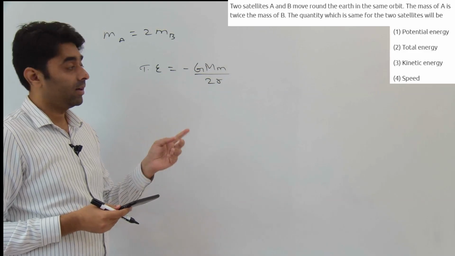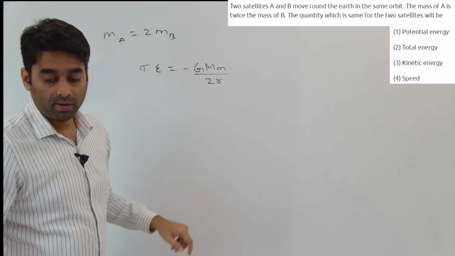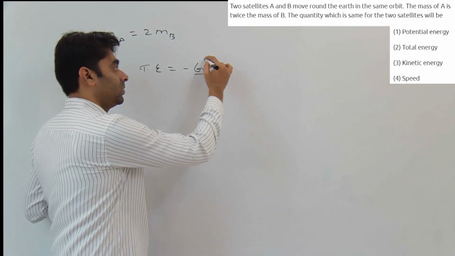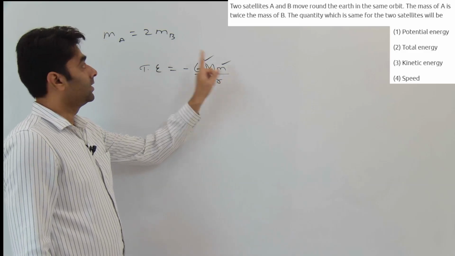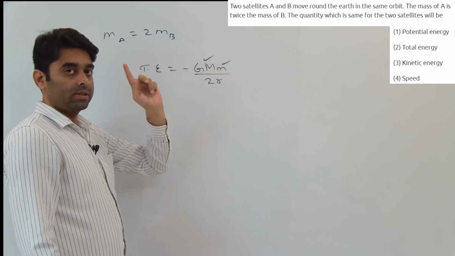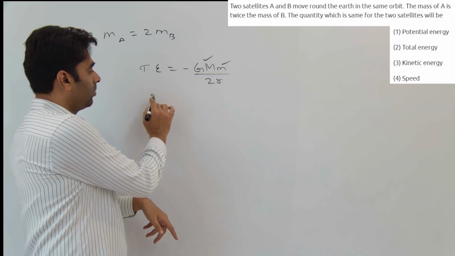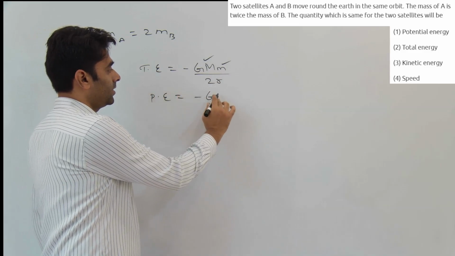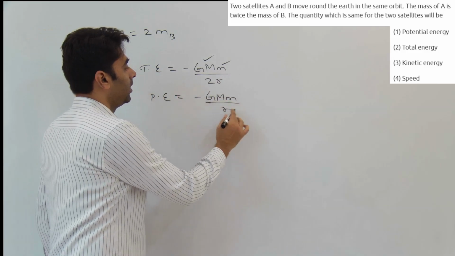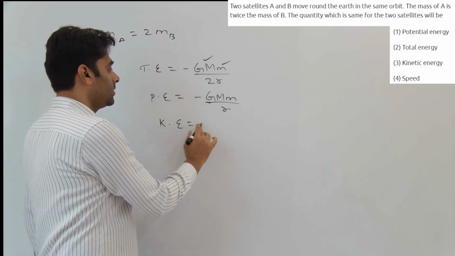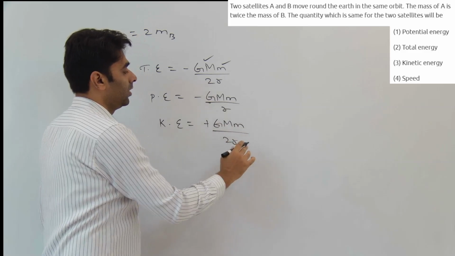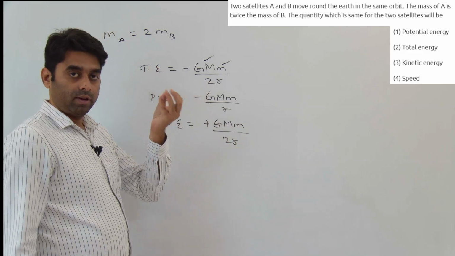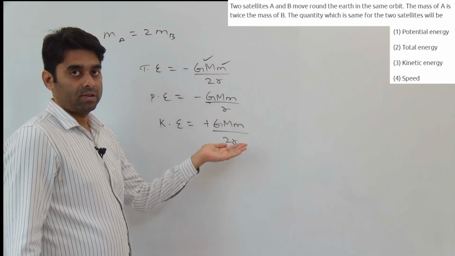Okay, same orbit. That means orbital radius is the same. Orbital radius is the same, but your mass, this is mass of Earth, this is mass of satellite. Now, obviously, if mass of satellite is different, your total energy will be different. Similarly, potential energy will be different. Potential energy is basically given as minus G capital M small m by r. Again, kinetic energy is plus G capital M small m by 2r.